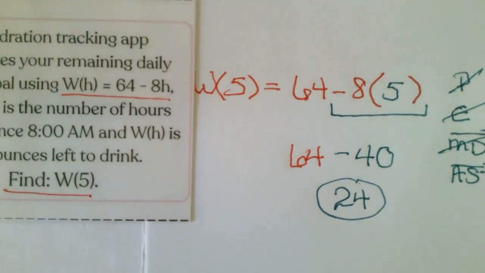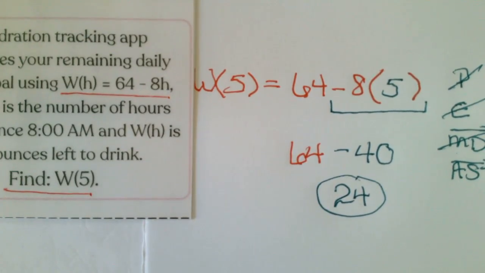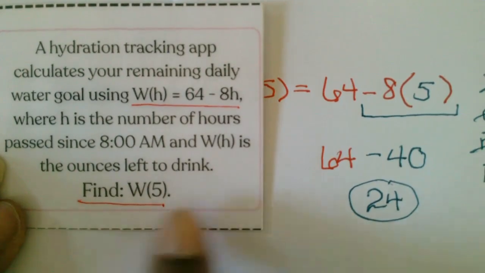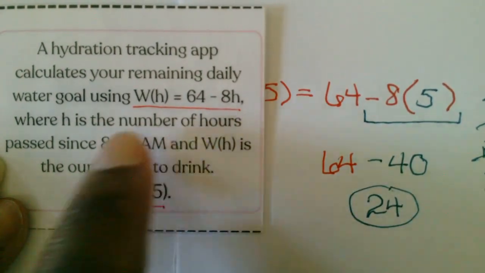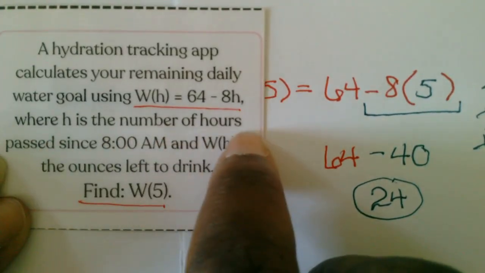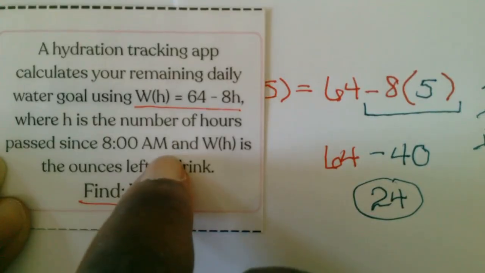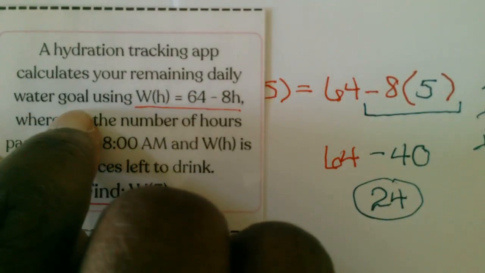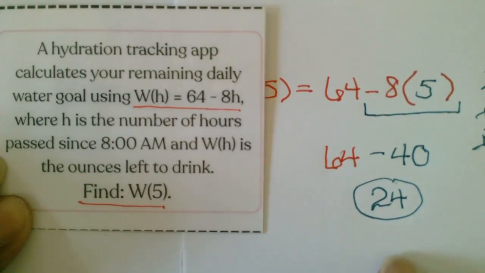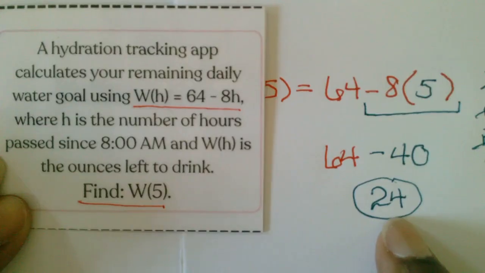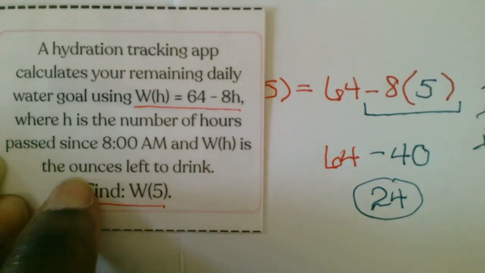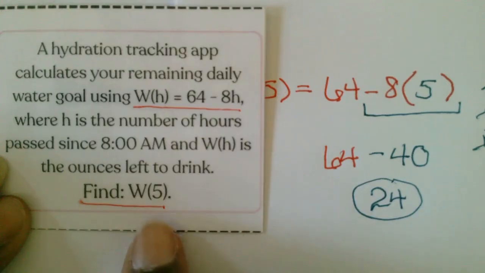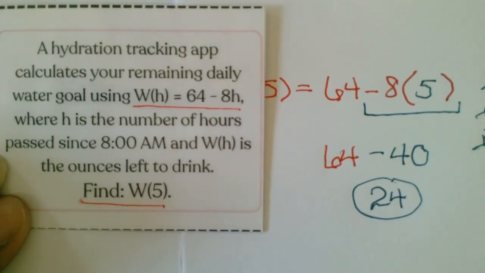So Y24. What do you mean by Y24? Okay. So what does it mean in reference to this? If they're asking, what does the 5 mean? 5 is the H. What is H? H is the number of hours that has passed since 8 a.m. And what are they trying to keep track of? The remaining daily water goal. So their water goal is like 24, I don't know, 24 ounces. There we go. Okay. So basically it is the ounces left to drink. So in 5 hours, they got 24 ounces left to drink.